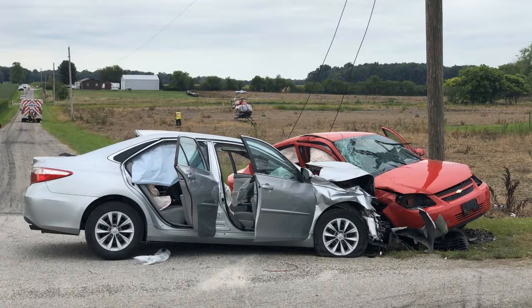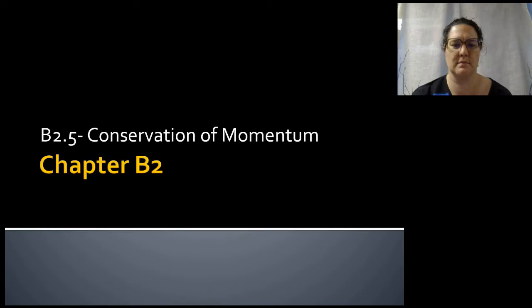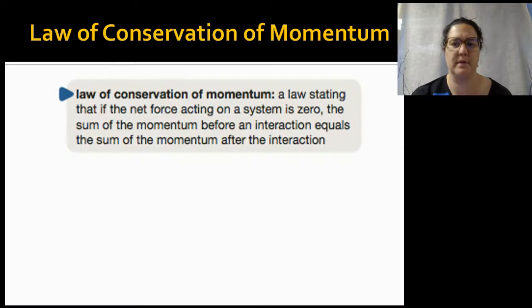Did you know that two vehicles have the same amount of momentum between them before a collision and after? It doesn't matter if they're stuck together or bounce apart. Today's lesson is on conservation of momentum.